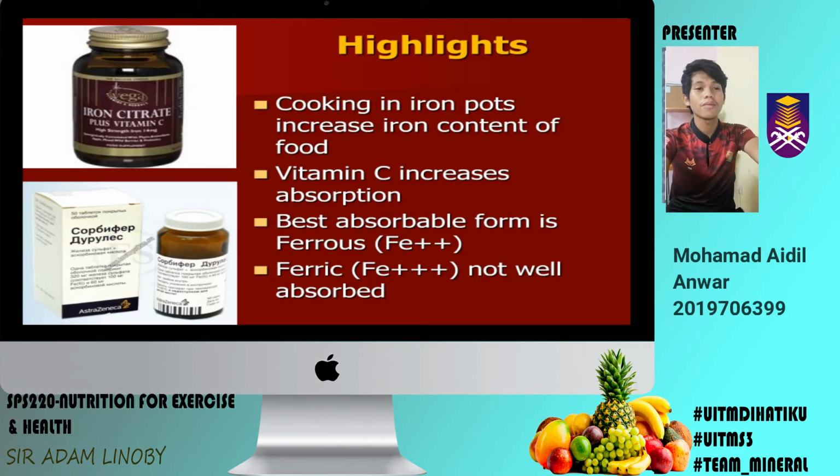So, extra information for this mineral. If we cook in iron pots, it will increase the iron content of food. Next, vitamin C increases the absorption of this mineral. The best absorbable form is ferrous, Fe2+, but ferric, that is Fe3+, is not well absorbed.